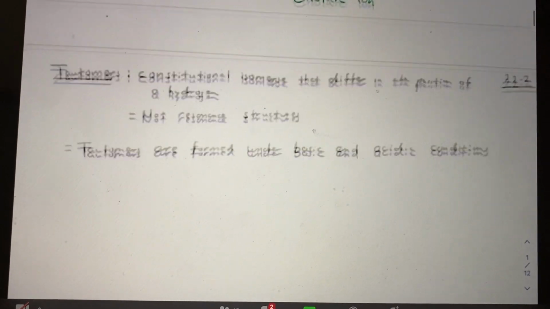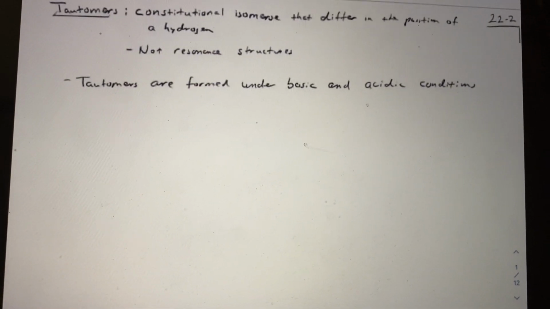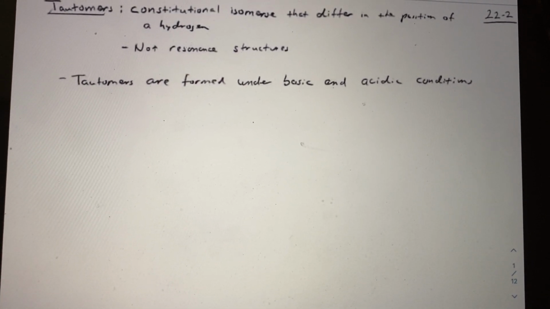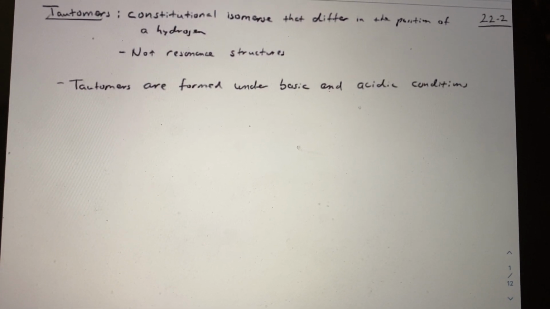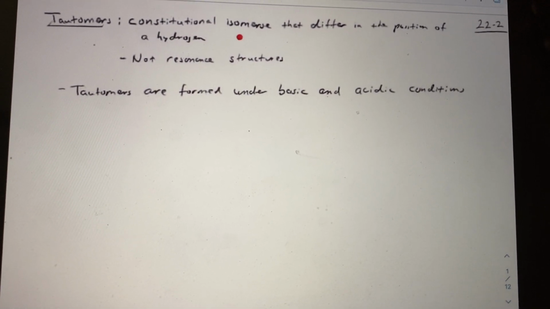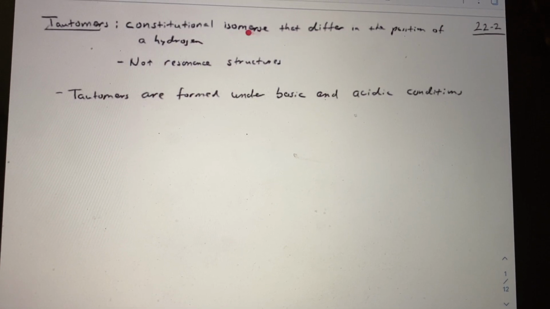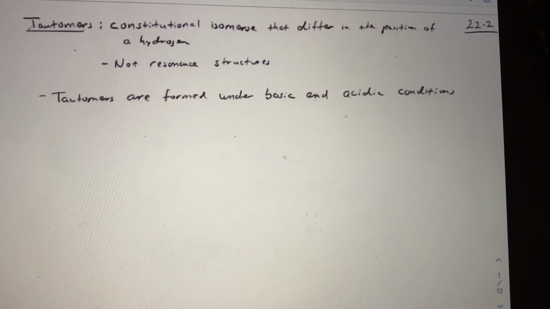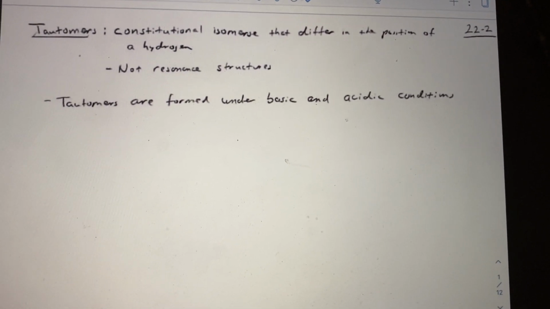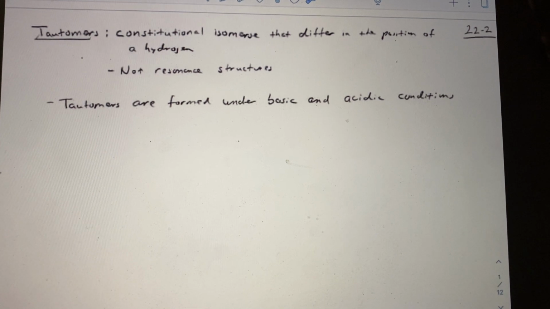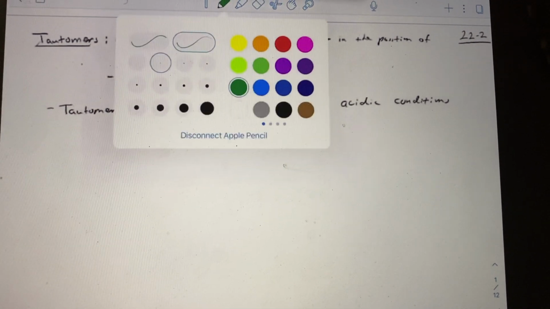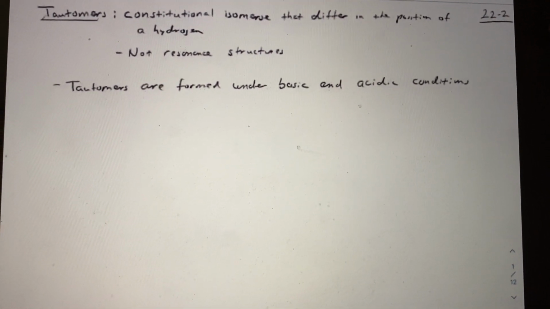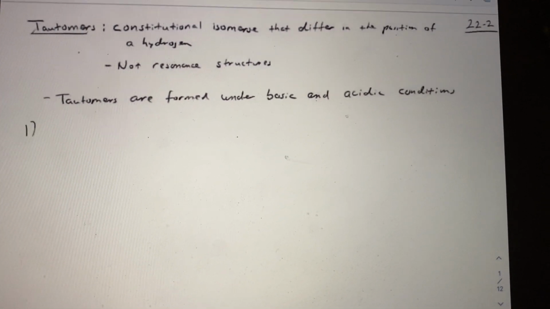One of the things we'll see is that these ketones, these carbonyl compounds, can exist oftentimes both as the ketone and the enol form. And these are known as tautomers. And these are constitutional isomers. It's constitutional isomers that differ in the position of a hydrogen. And the key thing is that they're not resonance structures. So they're actually real, different compounds that can convert. And these can be formed under both basic and acidic conditions.